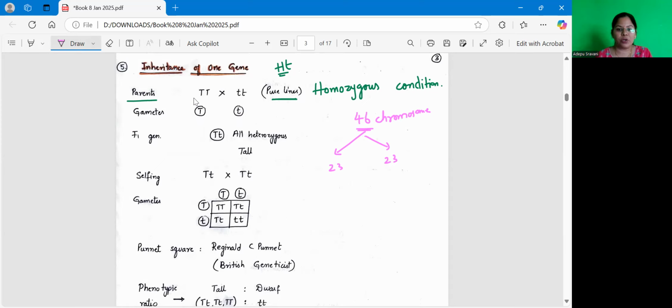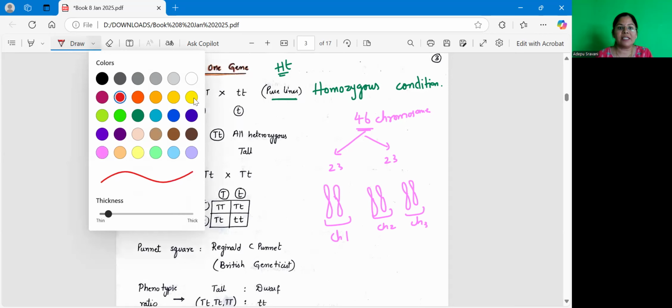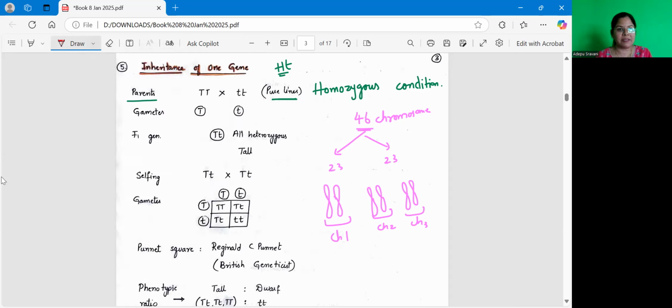Clear? Now let me draw one pair of chromosomes. Say this is your one pair, that is chromosome number 1. Likewise, I can have chromosome number 2, then chromosome number 3. Like that, I will have 23 pairs of chromosomes. Clear? Now, these are the chromosomes. Where exactly are the genes present? We know genes are present in the DNA, isn't it? Now, DNA is forming our chromosome. Clear? Now, let us say this is the position of the genes for height.